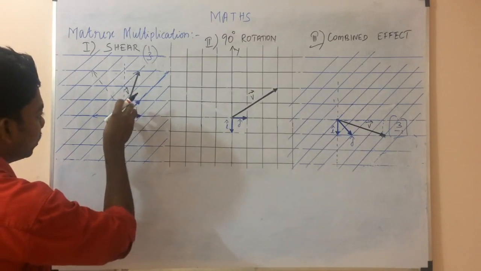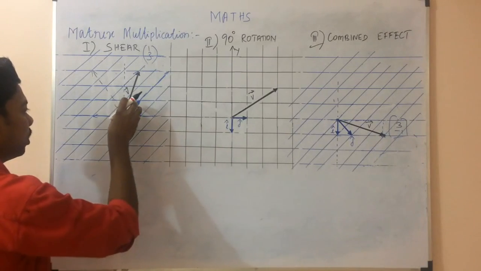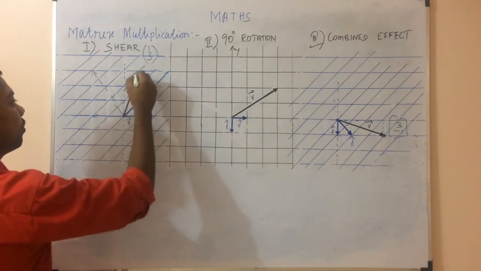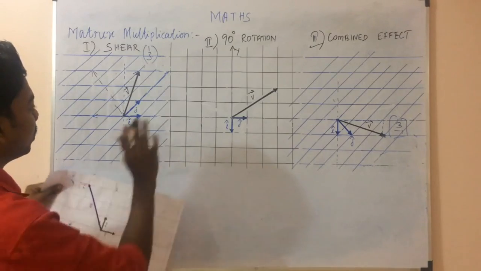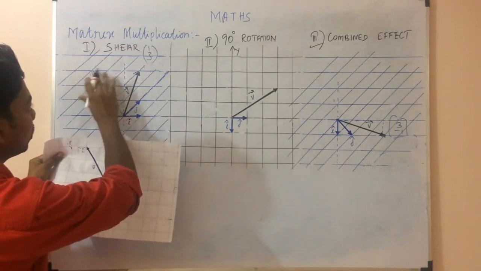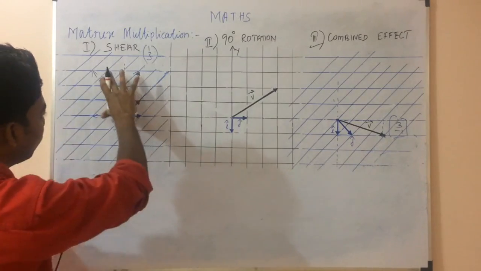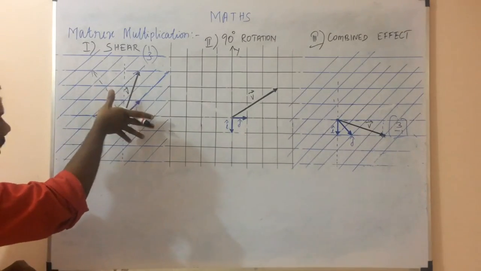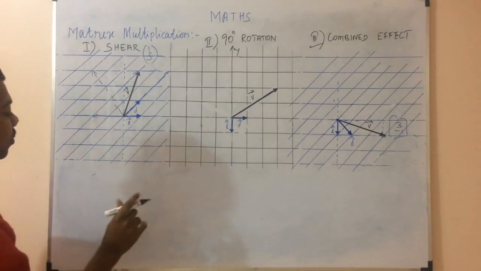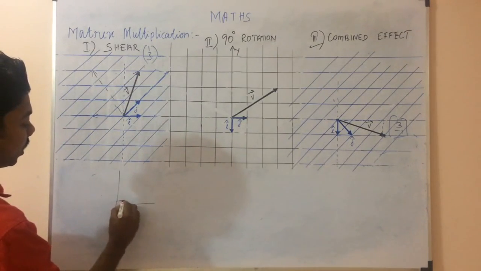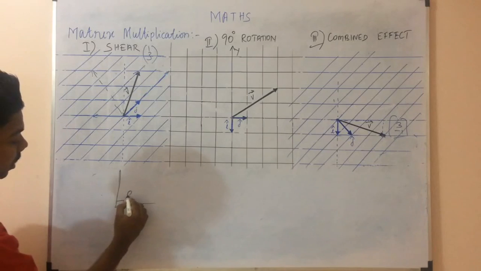If you focus only on this unit vector, you can find the V vector. First I am doing the shearing transformation, and then I am doing a 90-degree clockwise rotation of the plane. Okay. What is 90 degrees? Suppose this is the 90 degrees.